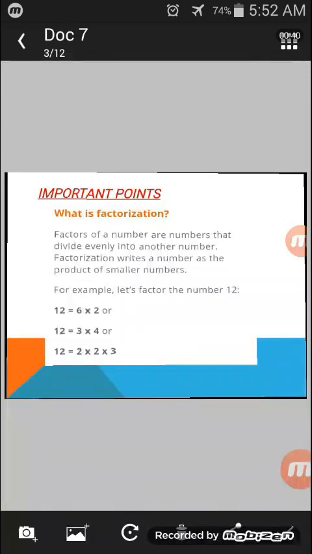For example, let's factor the number 12. 12 is equal to 6 into 2, or 3 into 4 is equal to 12, or 4 into 3 is equal to 12. You take those tables that go on number 12, like table of 2, table of 3, table of 4.